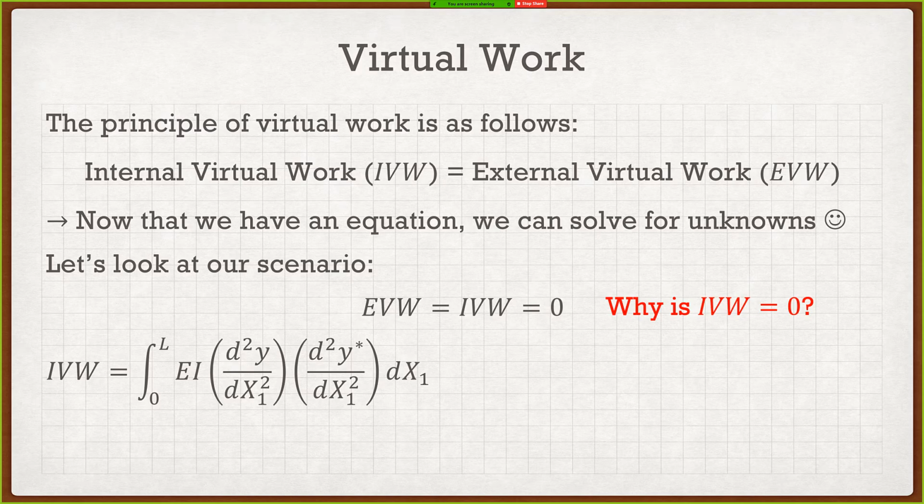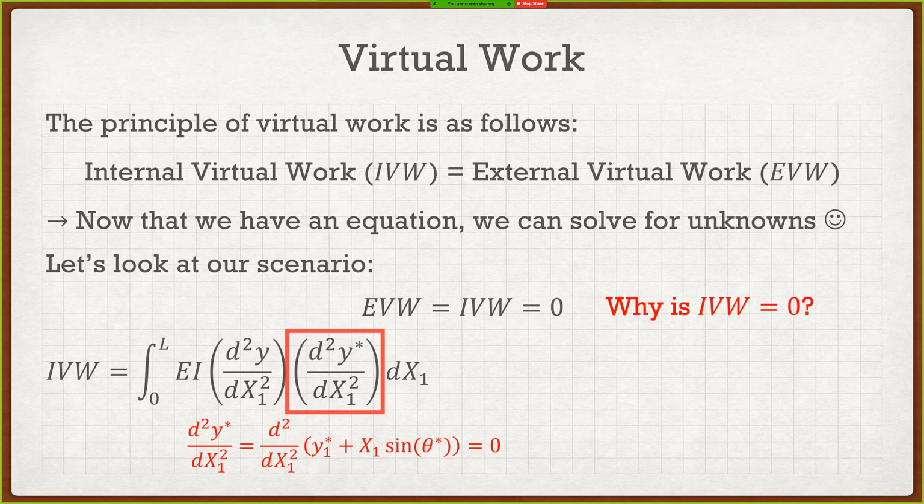Now, if we look at the actual deflection function, we don't really know that, so we can't conclude too much from here. However, we do know what that virtual displacement function is. We solved for it on the previous slide, where it's y1 star plus x1 times sine of theta star. Now, if we take the second derivative of that, we're going to see that it's actually equal to 0. And if we take the integral of 0, we know this is actually going to be 0. So we're going to use this in our equation because now we know that the external virtual work, which is equal to the internal virtual work, is actually equal to 0.